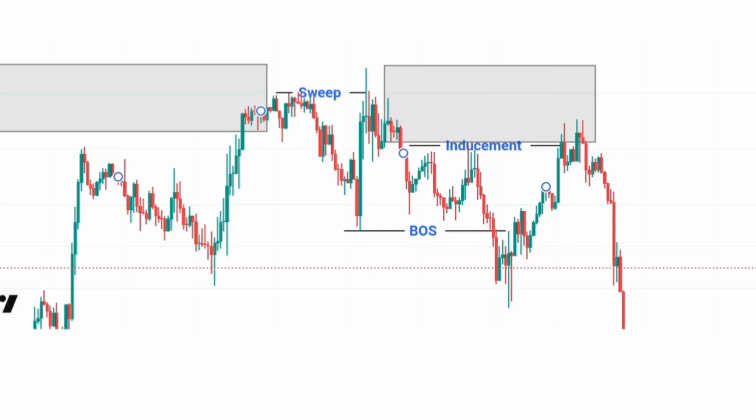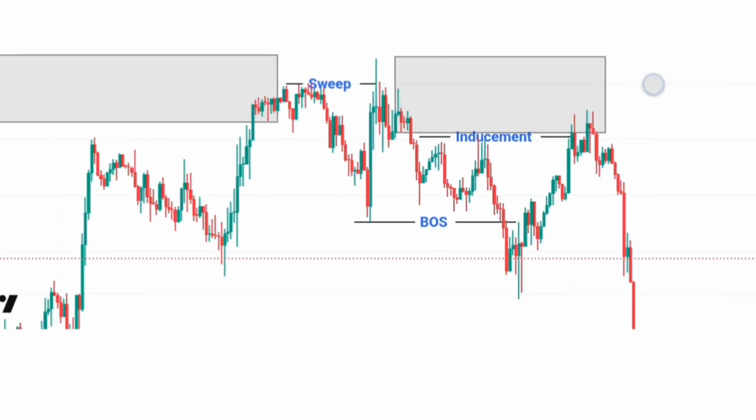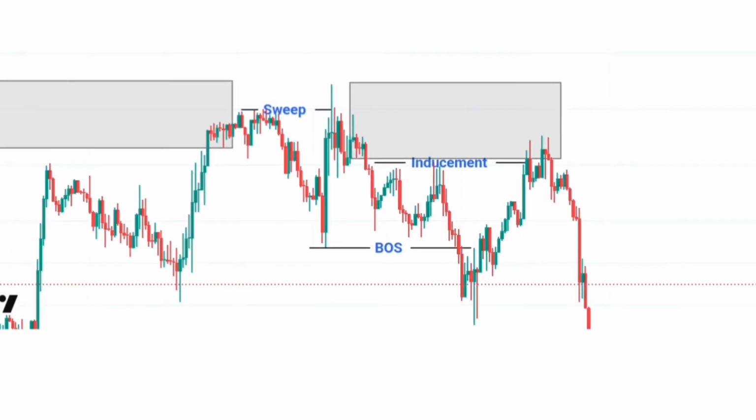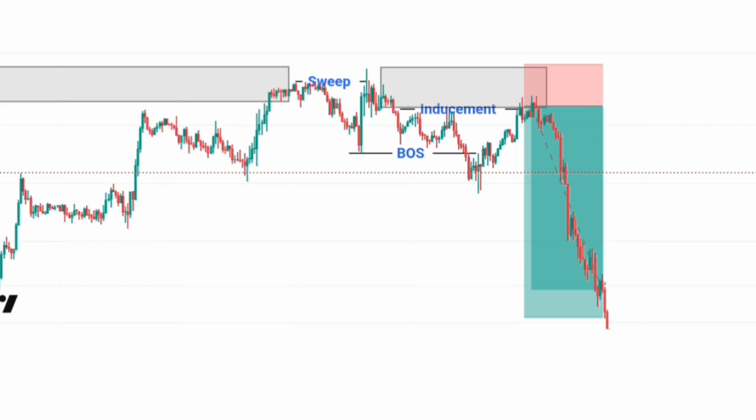So your entry should be anytime the market sweeps the inducement. Some people can say, okay, let me wait for the market to come around the center of my POI before I sell, before I buy. If you do that, you may miss the trade because the market doesn't care about your entry. What the market wants is liquidity. So your entry should be immediately the market takes out this inducement.